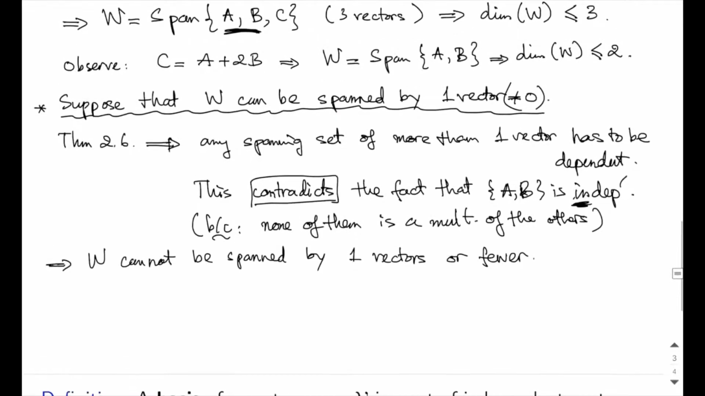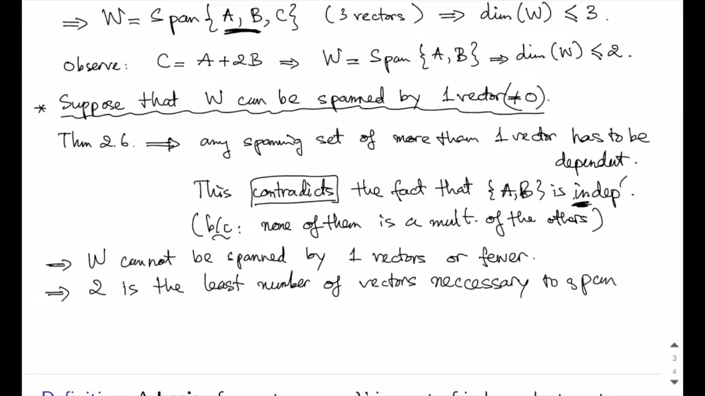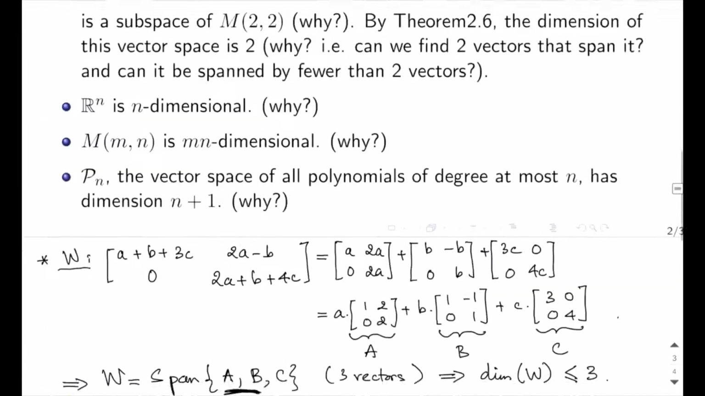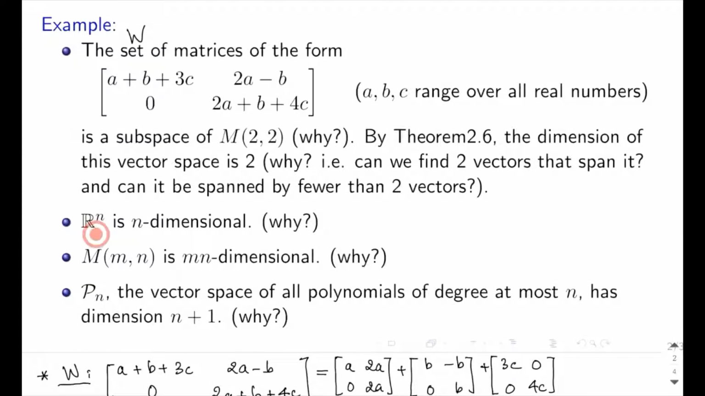And if it cannot be spanned by fewer than two vectors, that means that 2 is the least number of vectors necessary to span W. In other words, by definition of the dimension, the dimension of W is 2. And we finish the proof of why the dimension of W is 2 for this example. Let's move on and discuss another example.